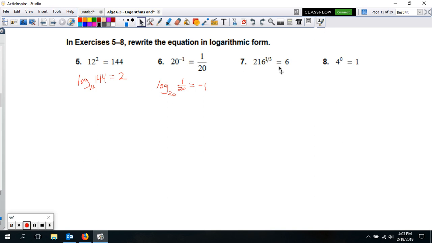So go ahead and do the same thing. Go ahead and pause the video. Do 7 and 8. Try that. Change it from the exponent form into logarithmic form.